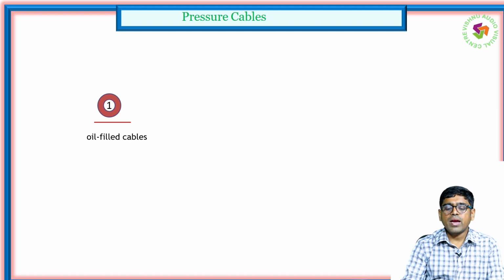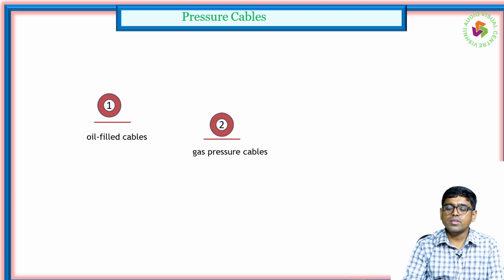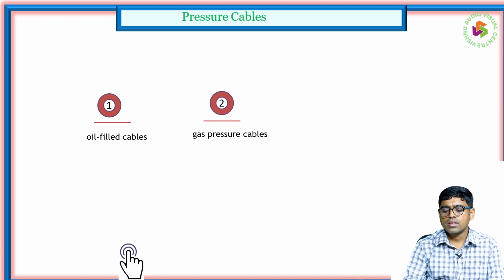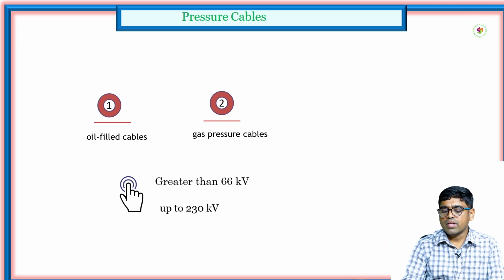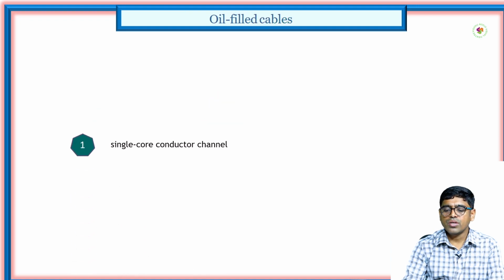Next cable we are having is the pressure cable. This pressure cable may be oil filled cable or gas pressure cable. The oil filled cable can be recommended for greater than 66 kV and up to 230 kV. This pressure cable can be used.